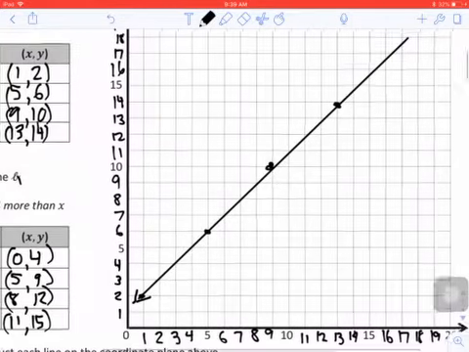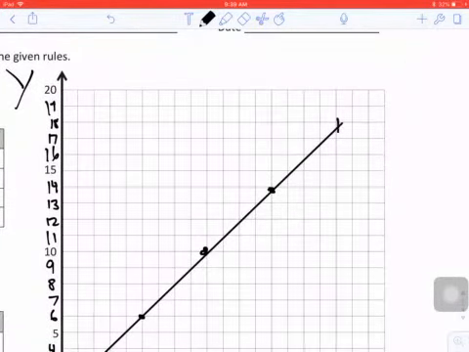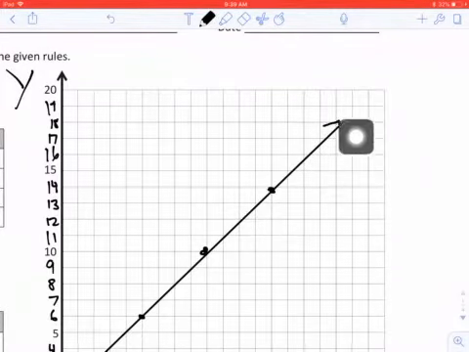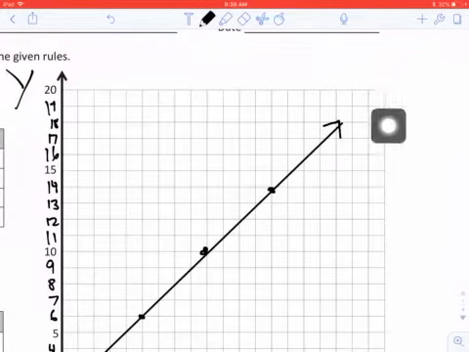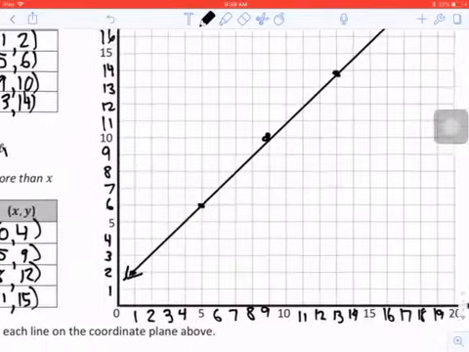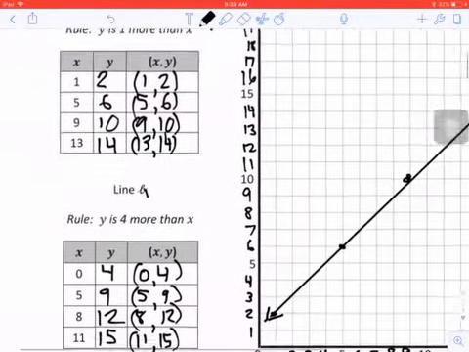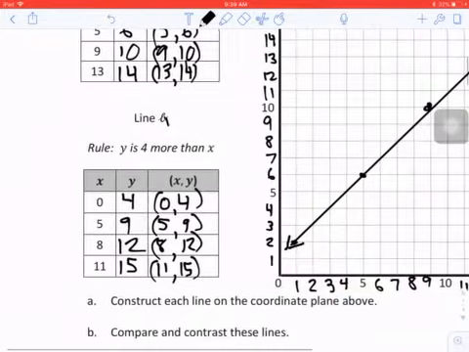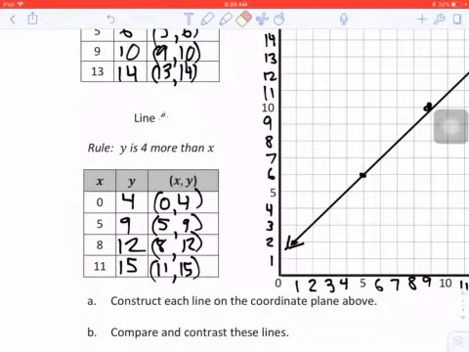And we can show this line goes on forever and ever in both directions. That line could have stopped at this point. You could even keep it going past that point if you want. You just have to make sure that it goes through those points, and then you're good. So, line B, which it looks like I have drawn on. Here we go.